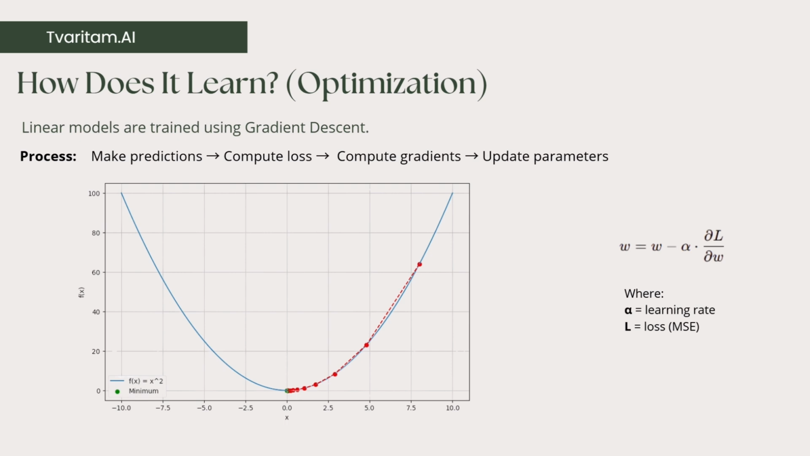Initially, the steps can be larger. As we get closer to the minimum, the gradients become smaller and so do the steps. Eventually, we converge near the minimum error.